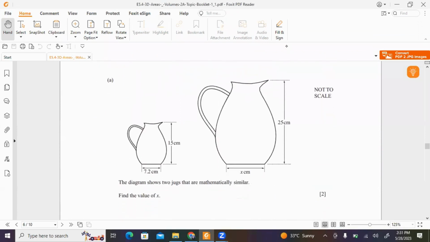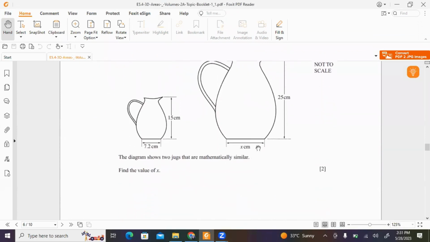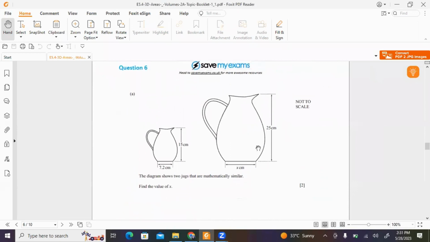Next question is about similar shapes. So we have two similar shapes, which are jugs in this case, and they have given us the height and the length of the base. We want to calculate the value of x.